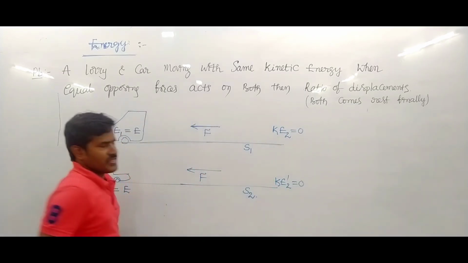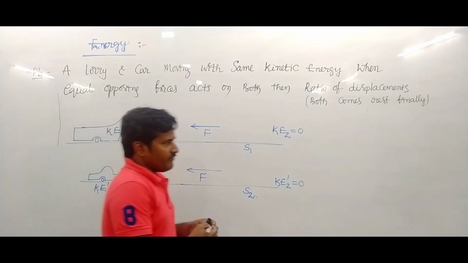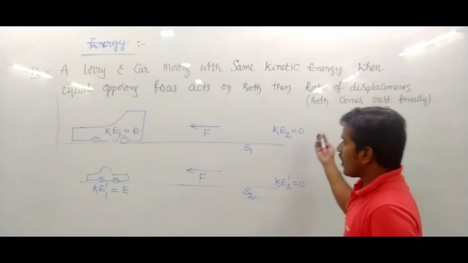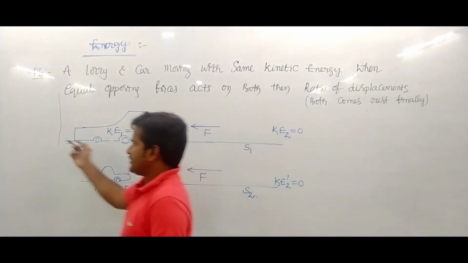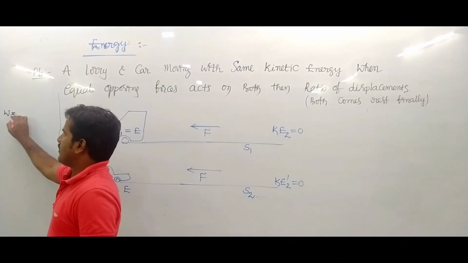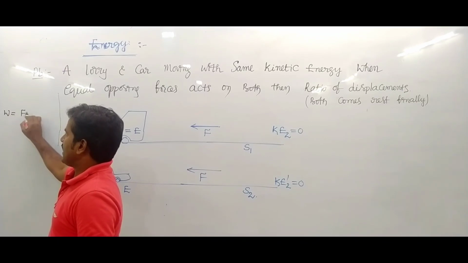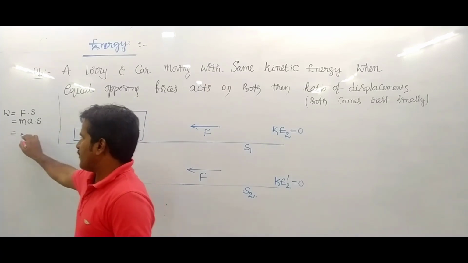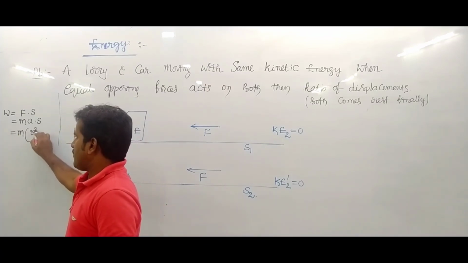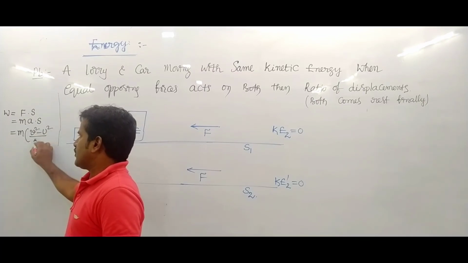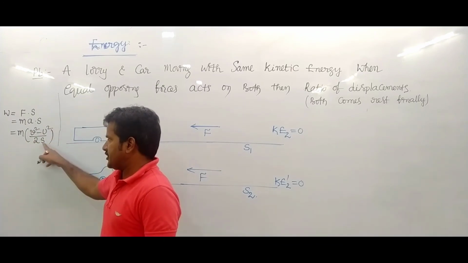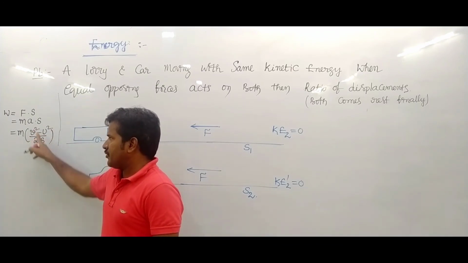Final kinetic energy is the same. Using the work energy theorem, you know that the work done equals the change in kinetic energy. Work done W equals F into S. F is written as MA into S. Acceleration is written as V square minus U square by 2S, from the third kinematic equation, V square minus U square equals 2aS.